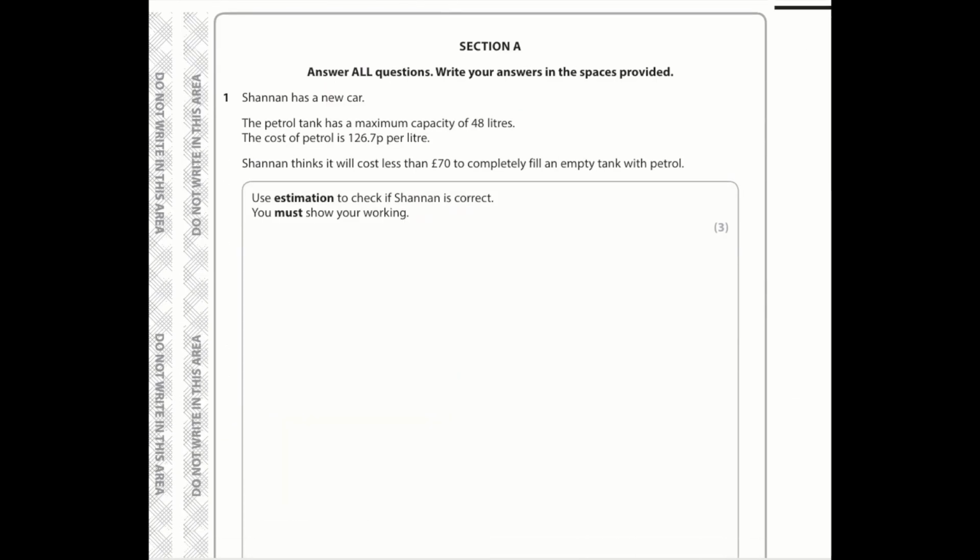So we want to estimate the cost of filling a tank with petrol. If we weren't estimating, it would be 48 multiplied by 126.7p. Now 48 litres, I'm just going to round that up to 50 litres. So that's good. If I'm rounding this one up and we're still less than £70, then we know for sure that with a lower value it's going to be less than £70.